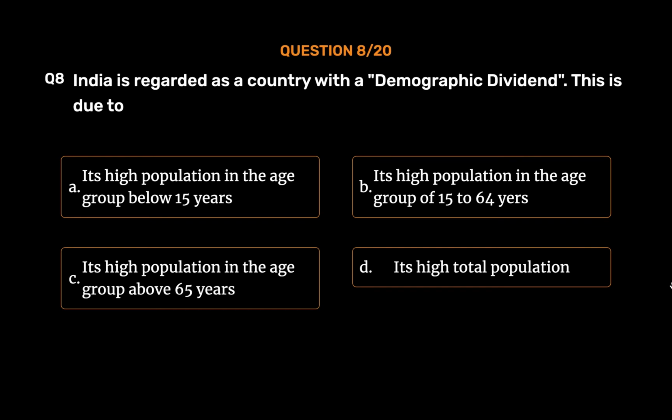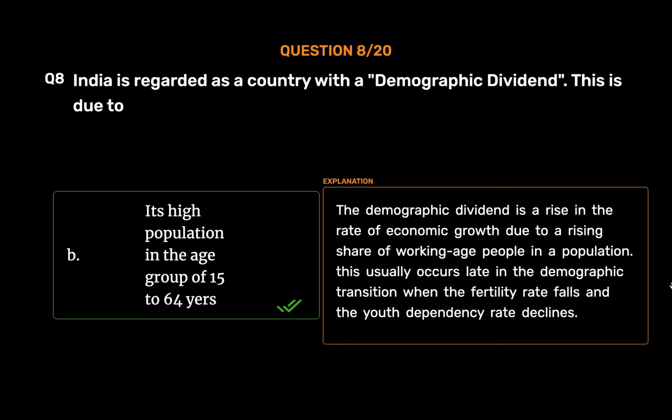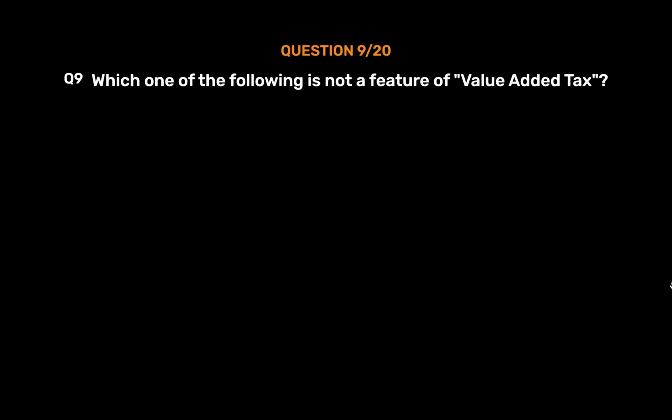The correct answer is Option B. Its high population in the age group of 15 to 64 years. The demographic dividend is a rise in the rate of economic growth due to a rising share of working-age people in a population. This usually occurs late in the demographic transition when the fertility rate falls and the youth dependency rate declines.